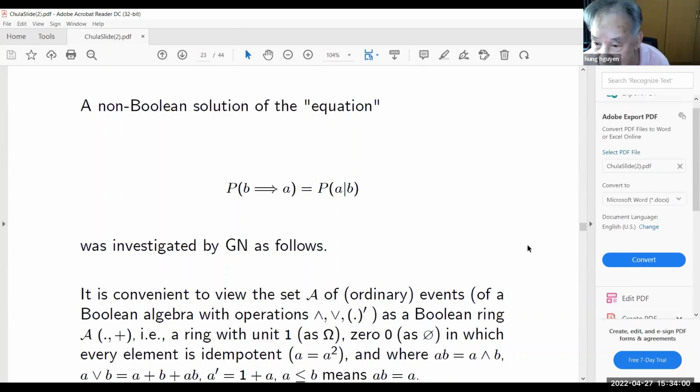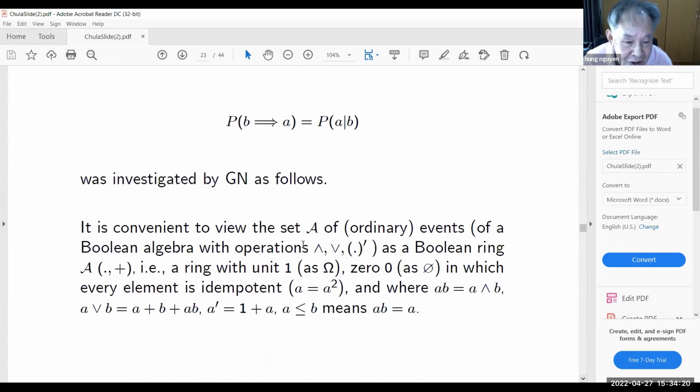What is a Boolean algebra? A Boolean algebra is like subsets of a set. It's called a Boolean algebra. A Boolean algebra has operations: union, intersection, and complementation. That structure is called a Boolean algebra in logic. Okay, so it is easier to change a Boolean algebra into a Boolean ring.